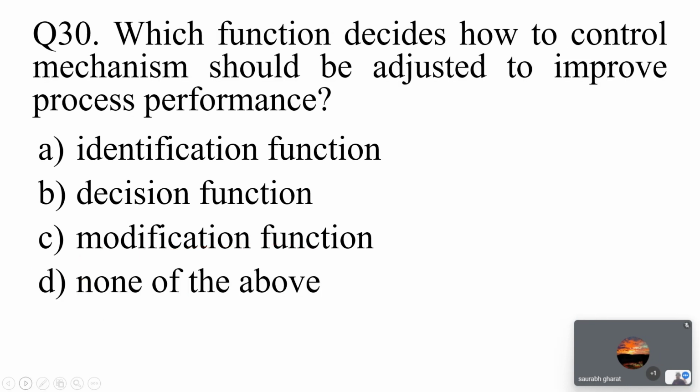So the 13th question: which function decides how the control mechanism should be adjusted to improve the process performance? The options are identification function, decision function, modification function, none of the above. You can take your time to solve this question. It is basically a definition. The most important part here is the decision, how to improve process performance.